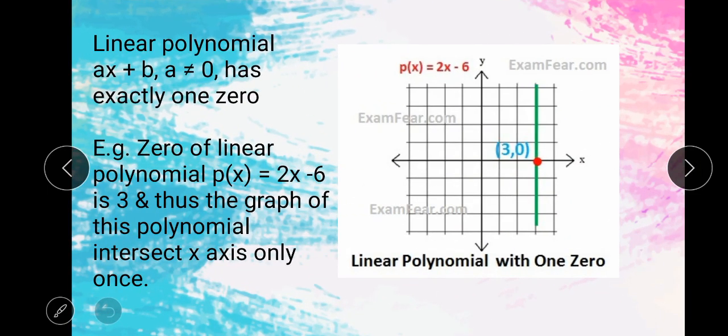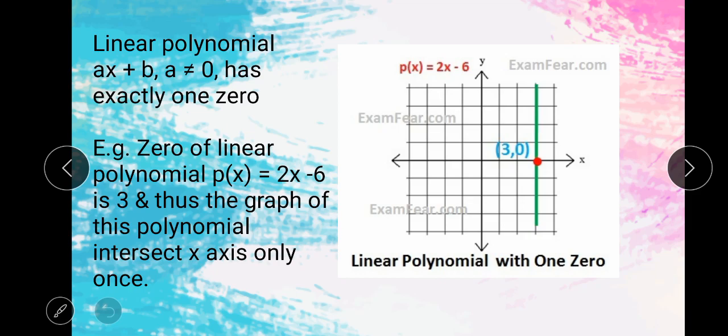Now, a linear polynomial ax plus b has exactly 1 zero. The degree of the polynomial decides the maximum number of zeros in a polynomial. If the degree is 1, there will be 1 zero. If the degree is 2, there may be nil, 1 or 2 zeros. The maximum number cannot exceed its degree. As I said, a linear polynomial ax plus b has exactly 1 zero.